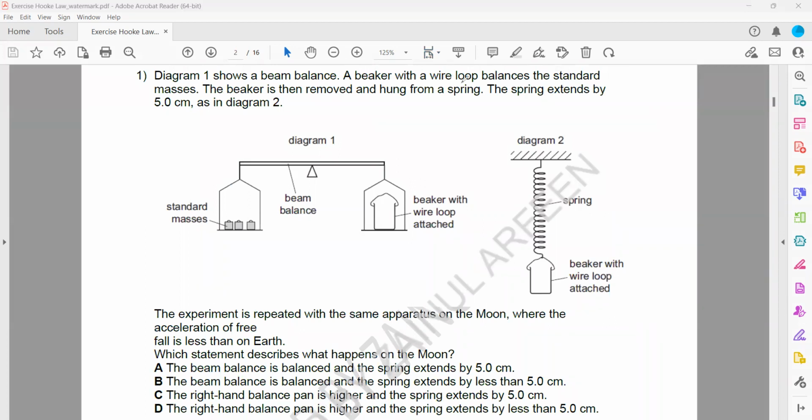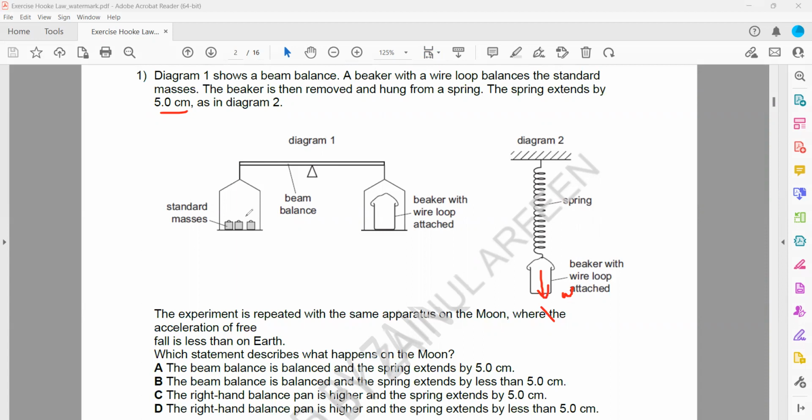A beaker with a wire loop is balanced with the standard masses. The beaker is then removed and hung from the spring. The spring extended by 5 centimeters in diagram 2. What is the purpose of the second case? The spring is stretched by a force, or we can also say due to the weight. So the weight is causing this extension.